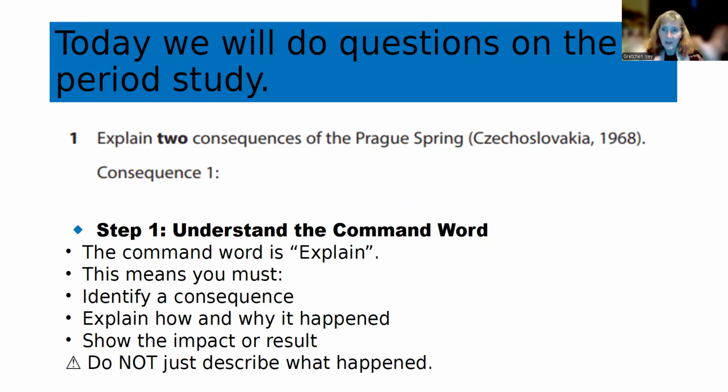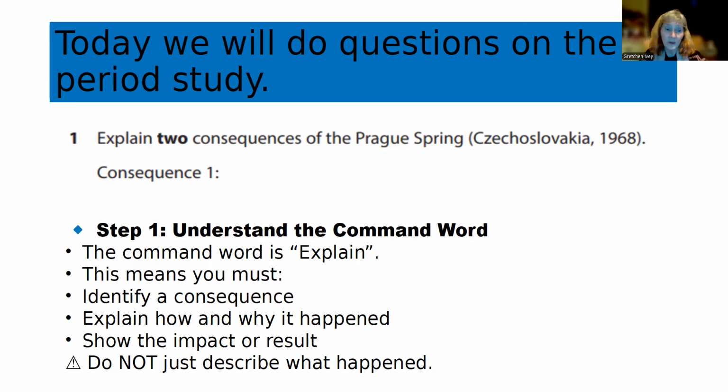So the example we have here is: explain 2 consequences of the Prague Spring in Czechoslovakia in 1968. So you'll have consequence 1, consequence 2, and you just explain them. The best way to do it is your PEEL paragraphs. So first of all, you need to understand, explain. You're not just defining, you're not describing, you have to explain. So this means you must identify a consequence. So what happened, something that happened as a result of the Prague Spring, why it happened and how it happened.